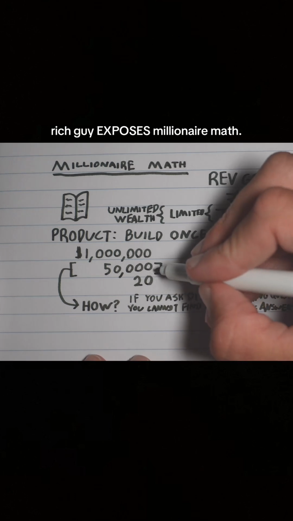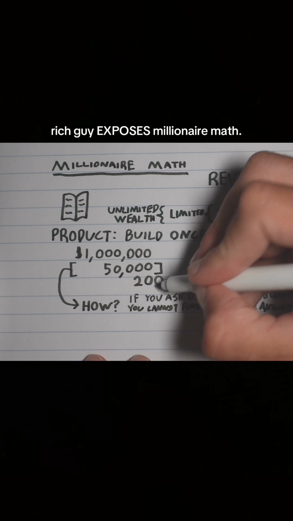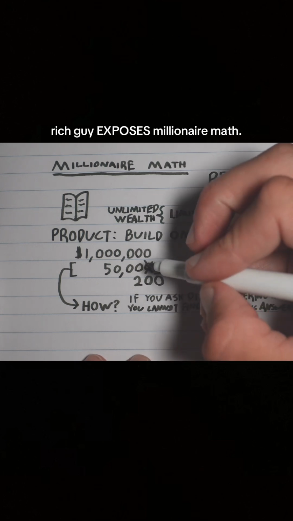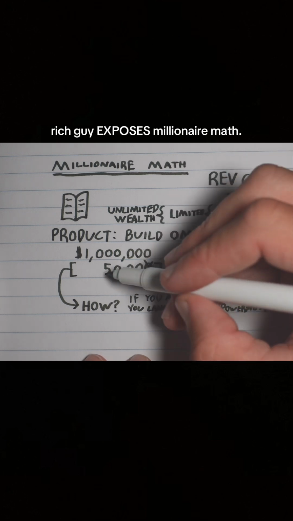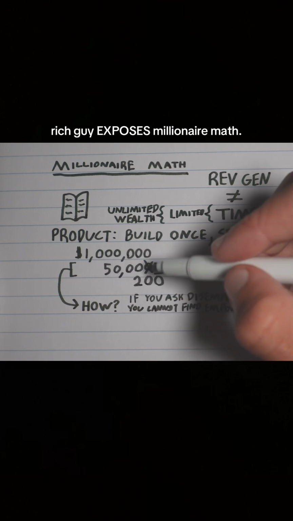And here's where some serious millionaire math comes into play. If 50,000 sounds like too big of a number, all you have to do is this. Add a 0 to the 20, and that takes away a 0 from the 50,000, making it 5,000. So now you only need 5,000 customers to make $1 million.